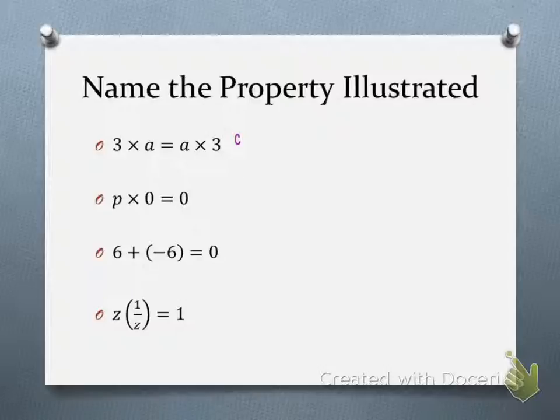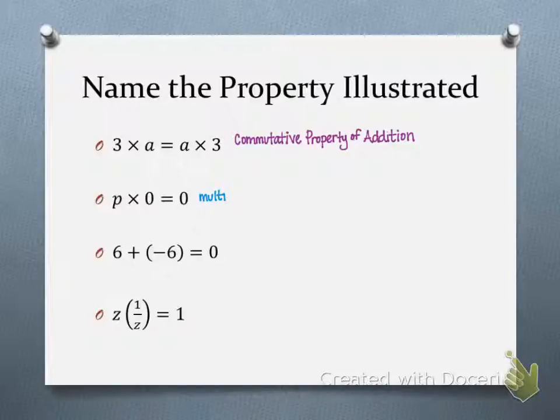Okay, so in your homework, you're going to have a couple of problems where it's wanting you to name the property shown below. Okay, so for our first one, we have 3 times a equals a times 3. Okay, so we are looking for a property that only switches the order. So that property would be the commutative property of multiplication. Alright. So again, just switching the order. Oh, that says addition, but it should be multiplication.